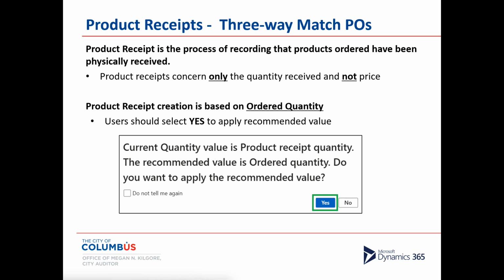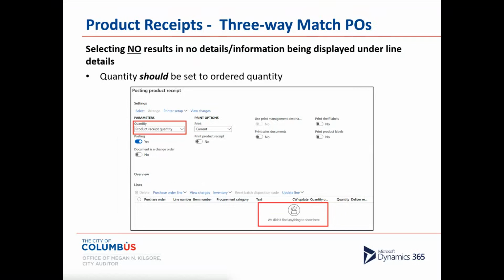Every product receipt that we create is going to be based off of the ordered quantity of the purchase order itself. So anytime we create a product receipt, the answer to this prompt is always yes. Correcting a product receipt is different, but for creating a product receipt, we always want to select yes here when prompted. If we don't select yes, what will happen is when you reach the posting product receipts page view, under parameters quantity, you can see in the red box, it will say product receipt quantity.